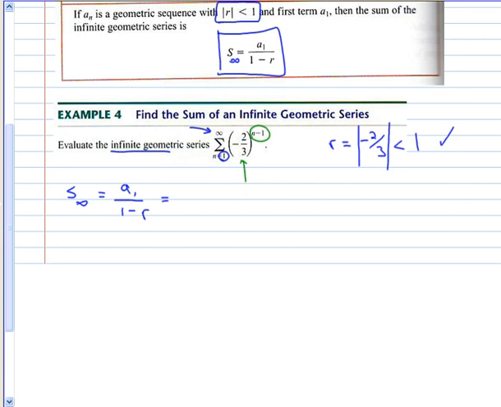So what's my first term? Well, I can actually read it from the formula, but let me go ahead and put this 1 in and see what happens. If I take that negative 2/3 and raise it to the 1 minus 1 power, well, that's the 0 power. Anything raised to the 0 power equals 1. 1 is my first term. You may recognize that there's an understood 1 right in front of that.